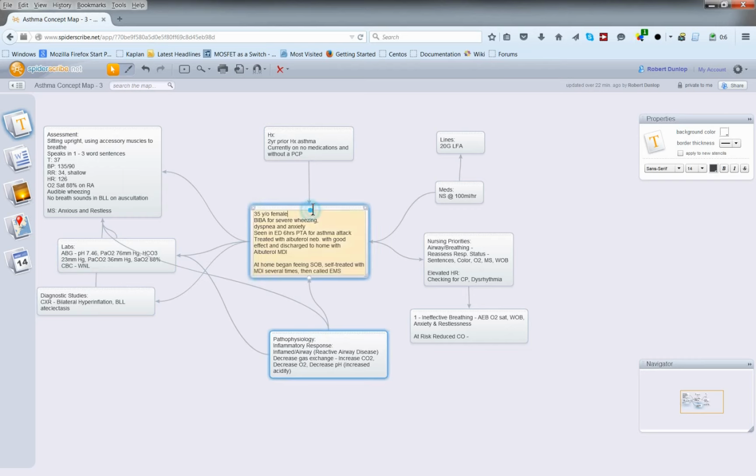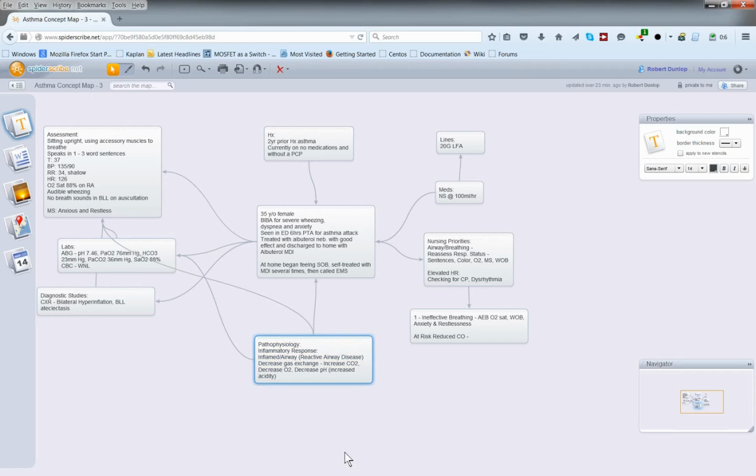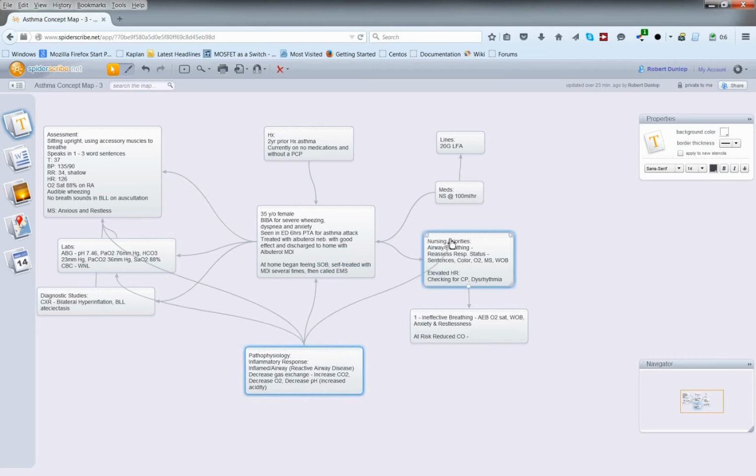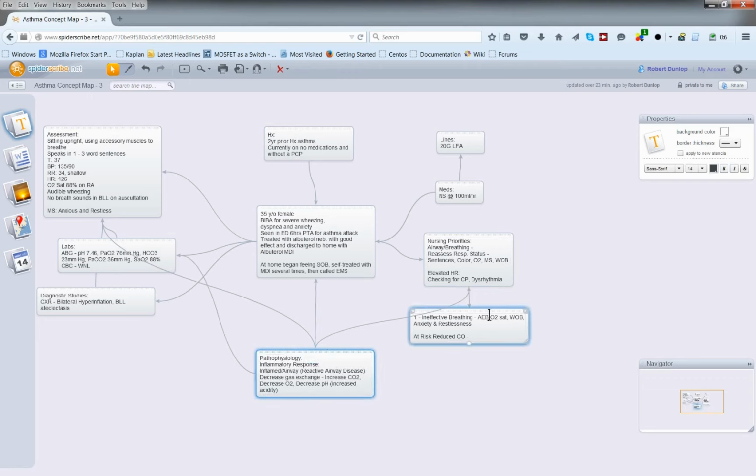So what have we got going here? All right. So the patho, of course, is what's also leading to, ultimately is leading to our priorities, which of course is leading to our nursing diagnoses. Okay, so that's a pretty simplistic pathophysiology. You could get certainly much more in depth on this.